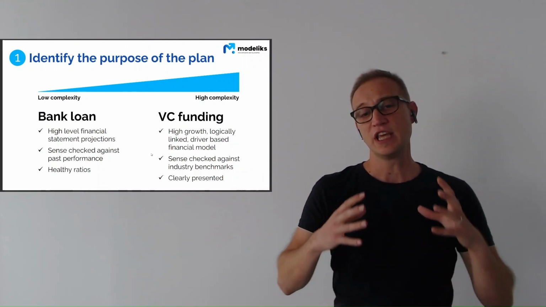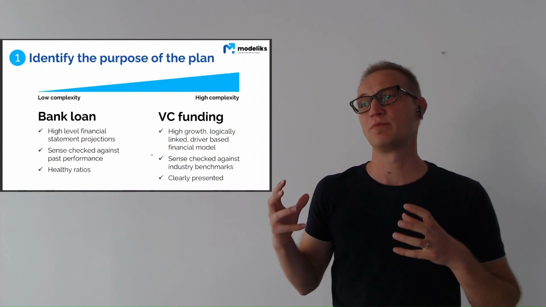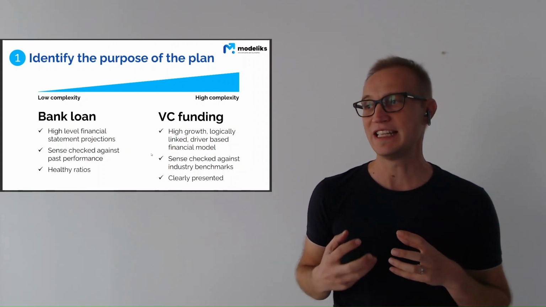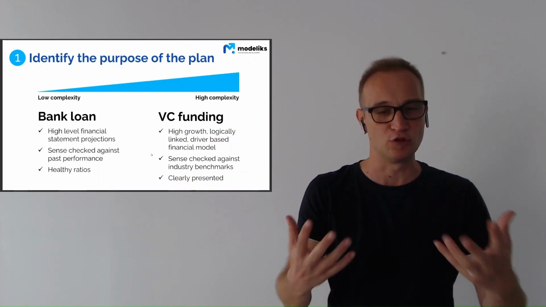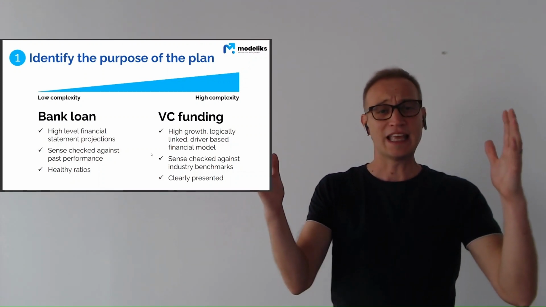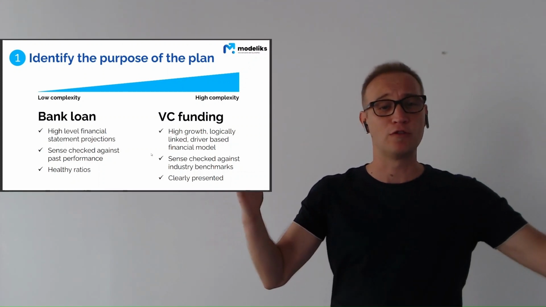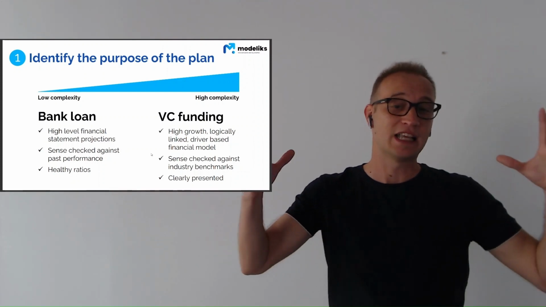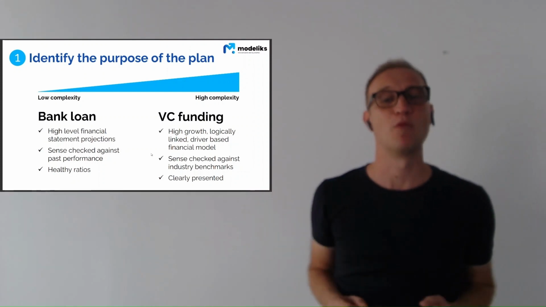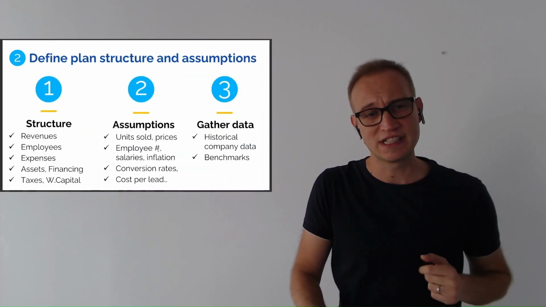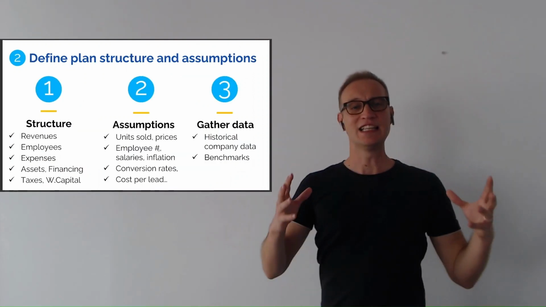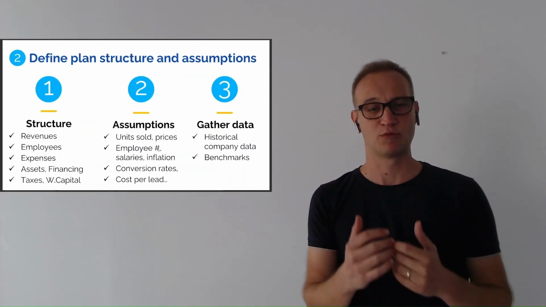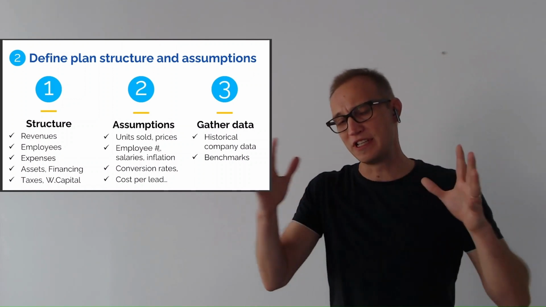And number 3, you need to clearly present your financial plan so that investors can easily understand it and buy into it. So these are the 2 extremes of low complexity and high complexity financial plans. Everything else falls somewhere in the middle. Now, step number 2, define the plan structure and assumptions. What does it mean? There are 3 sub-steps in here.